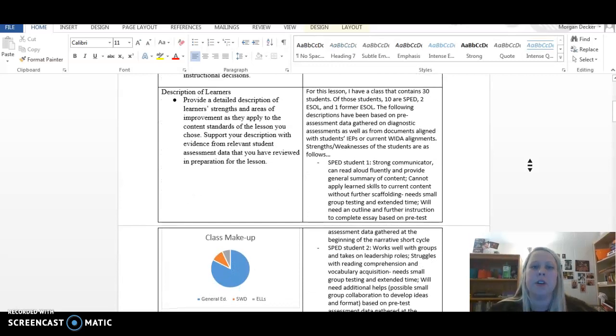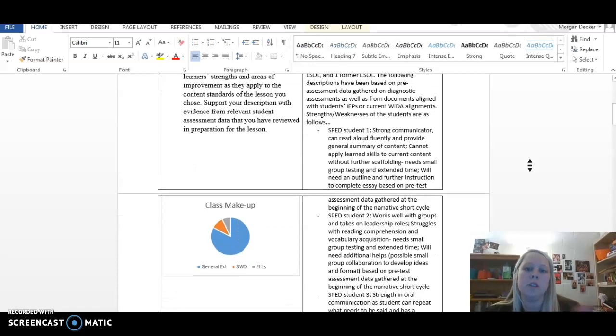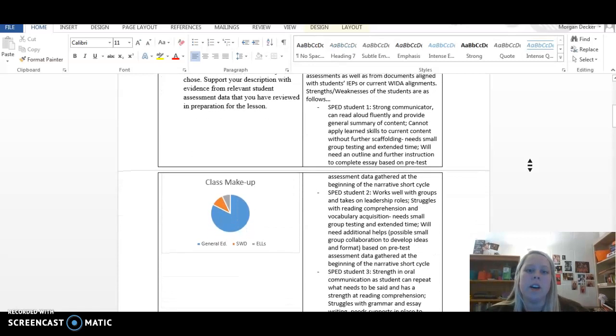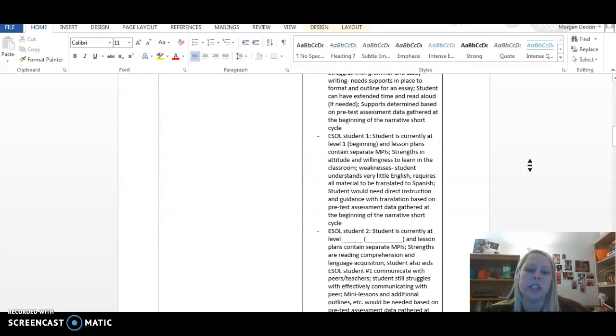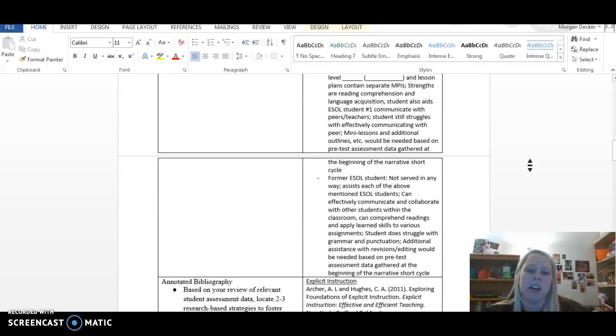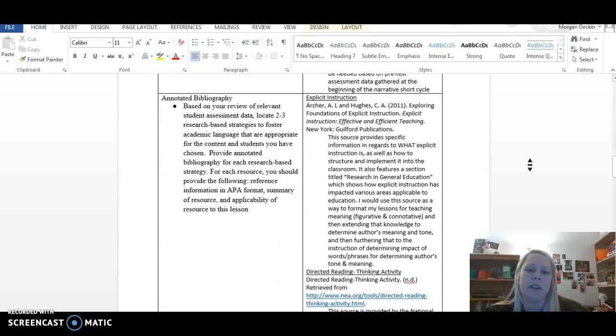Description of learners. So a little background. I have 30 kids in this 9th grade class. 10 of those are served, so 10 of those are SPED, and then I have two current ESOL students and one former ESOL student. And with this, which is also going to be attached for you, is the breakdown of each of these students, and you can read through that to see the background of that.